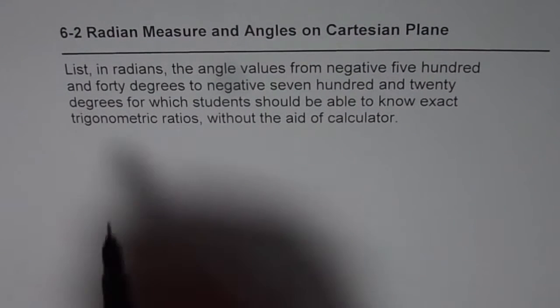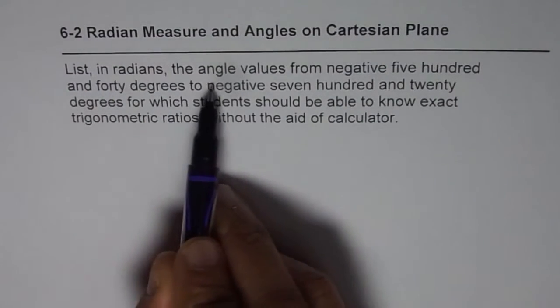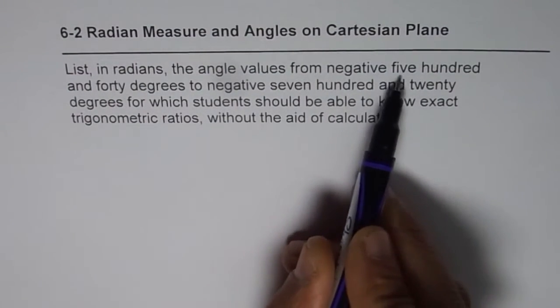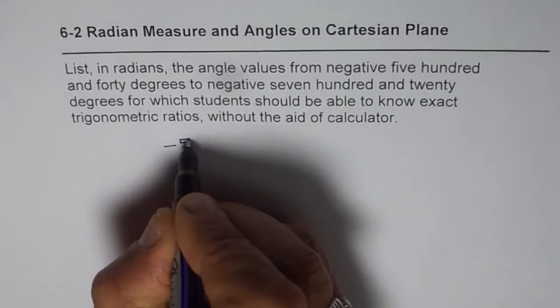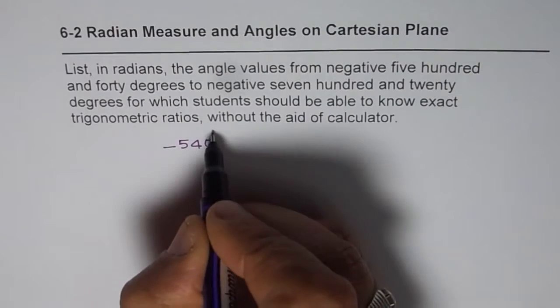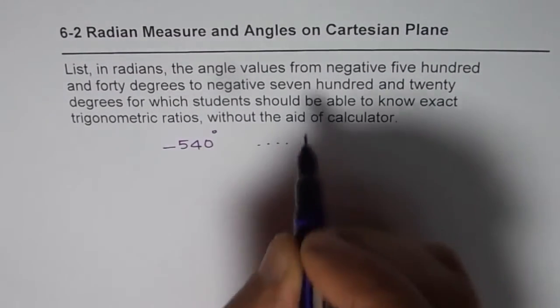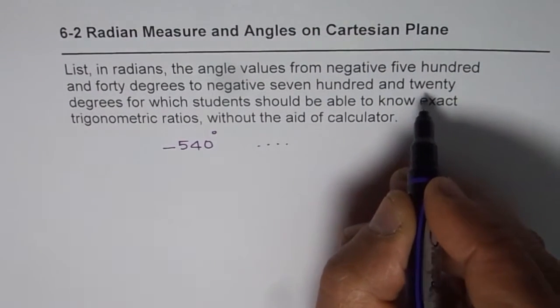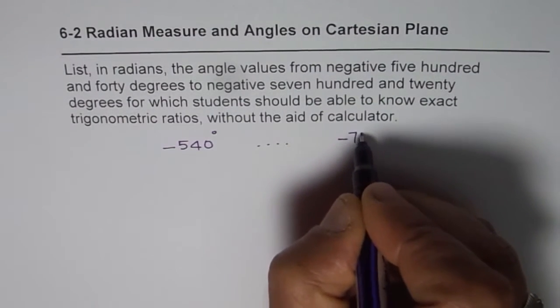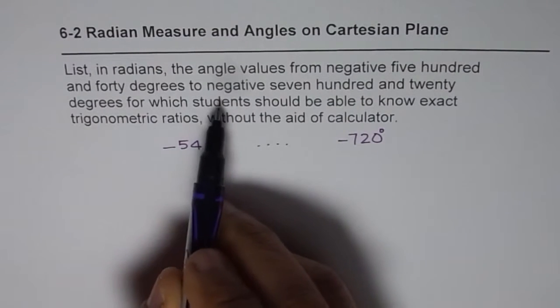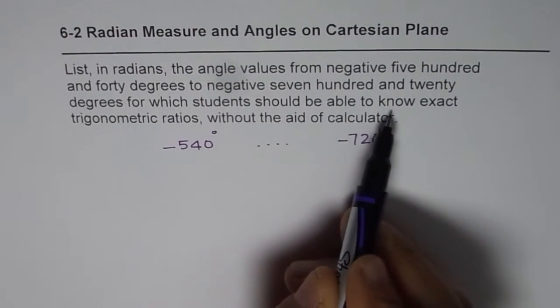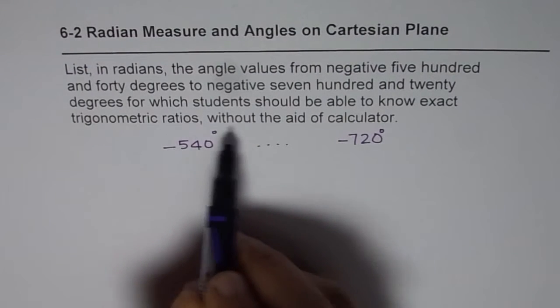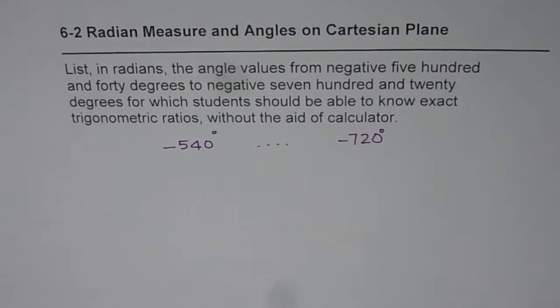Now let's begin. The question says: list in radians the angle values from negative 540 degrees to negative 720 degrees for which students should be able to know exact trigonometric ratios without the aid of calculator. So that is the question. Now, what are the angles which a student can work with and find trigonometric ratios without the aid of calculator?